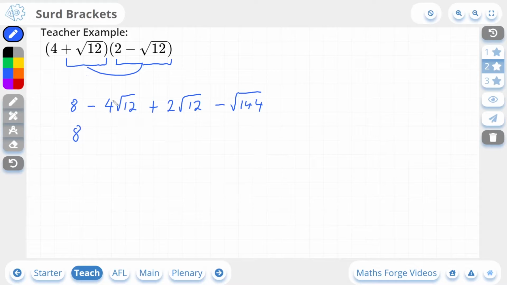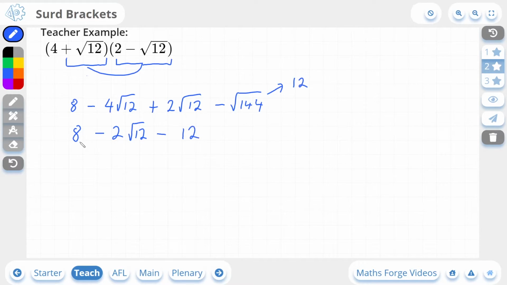And now if we collect like terms to simplify, we have an 8, and then we have negative 4 lots of root 12 plus 2 lots of root 12. So negative 4 plus 2 is going to give us negative 2 lots of root 12. So we're simplifying this middle bit here. Anything with a root 12 can be collected and simplified. And then we have minus the square root of 144, but 144 is a square number, so the square root of 144 can be simplified to give us 12. And so we have minus 12.